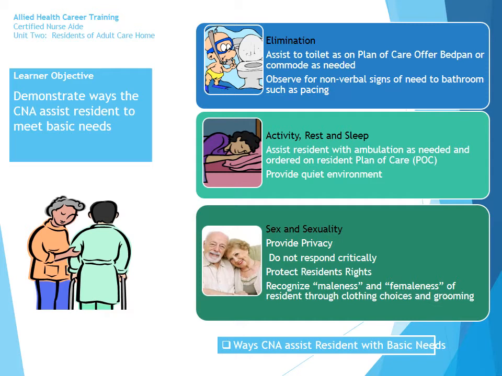If they are pulling on the front of their clothes, that can be a sign that they need to go to the bathroom. Some other things that you could do as far as activity, rest, and sleep: assist residents with ambulation, and ambulation is walking, as needed and ordered on the resident plan of care.